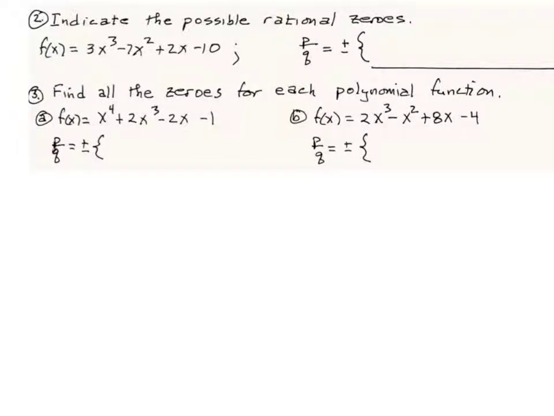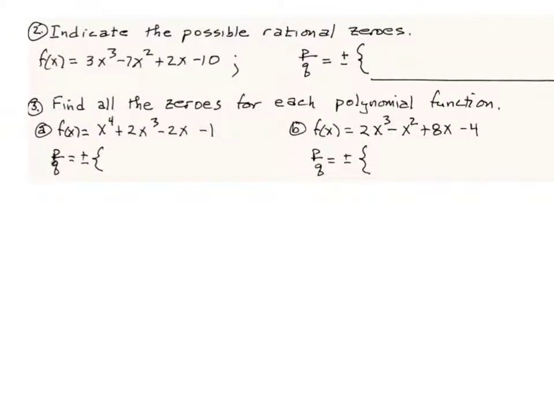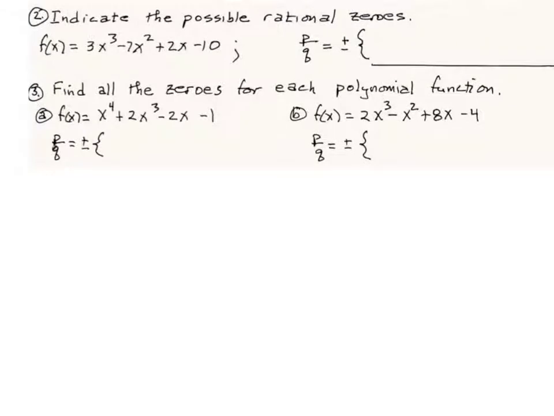Alright, let's make the list of possible rational zeros here. We start with the factors of 10, and you just list them out: 1, 2, 5, 10. Then you have 1/3, 2/3, 5/3, and 10/3. The other factor of 3.